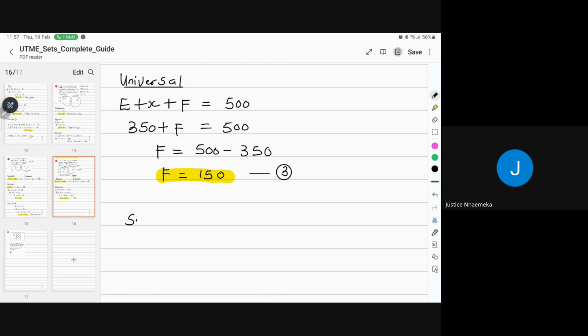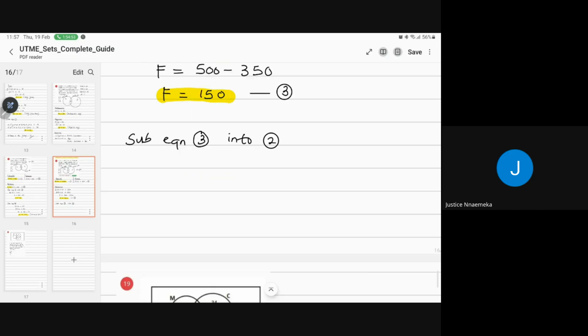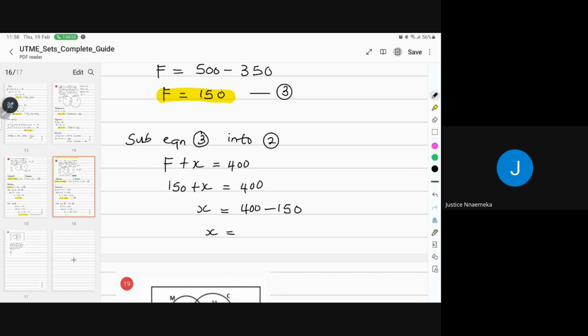So substitute equation 3 into where? Into equation 2. And equation 2 says that F plus X is 400. So we'll have that F plus X is 400. So that is 150 plus X equal 400. So that X is 400 minus 150. X is equal to what? 150. Which is 250.